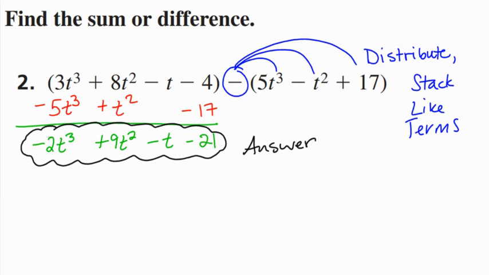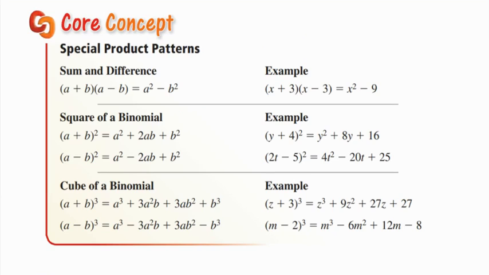In order to multiply polynomials, sometimes we have special product patterns, right? If you have a sum and difference, like if you have adding x plus 3 and then subtracting exactly the same thing, x minus 3, you just square the first, right, and square the last.